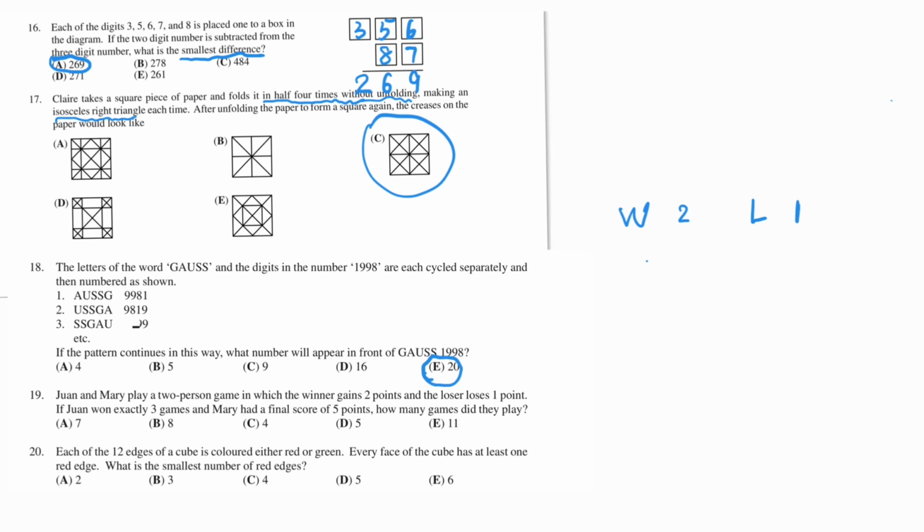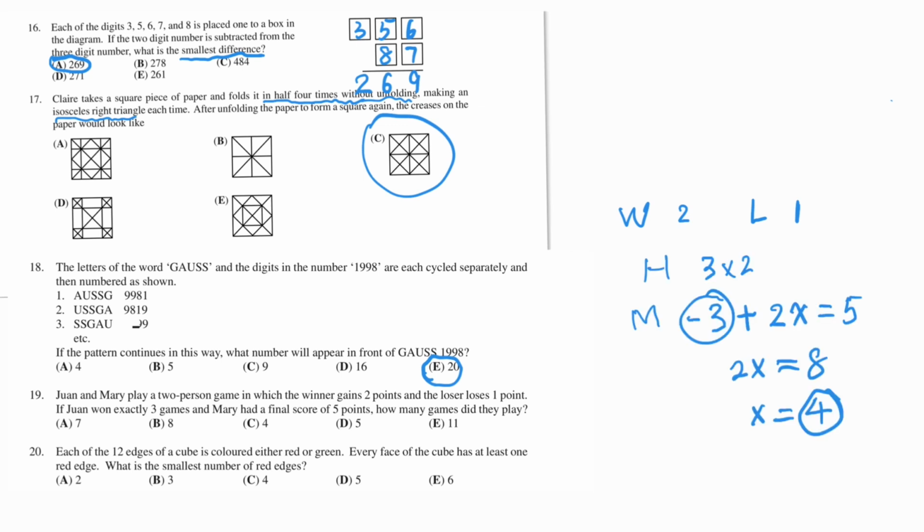So 2X equals 8, moving the minus 3 to the other side. Dividing both sides by 2, X is 4. So Mary won 4 games and lost 3 games. That means the total is 7. She won 4 and lost 3, so the total is 7. The answer would be A, 7.